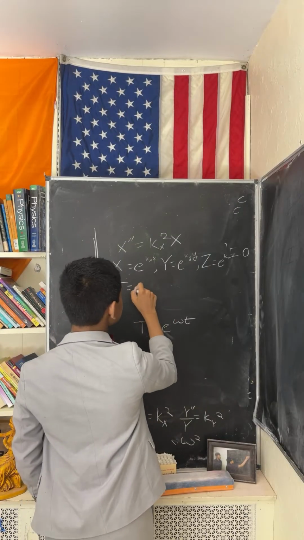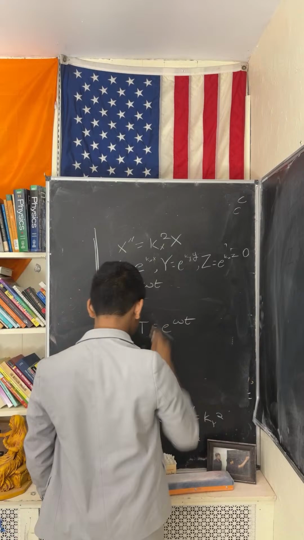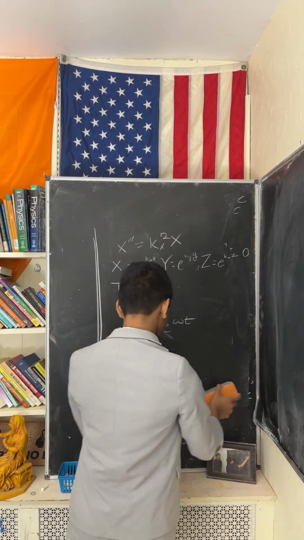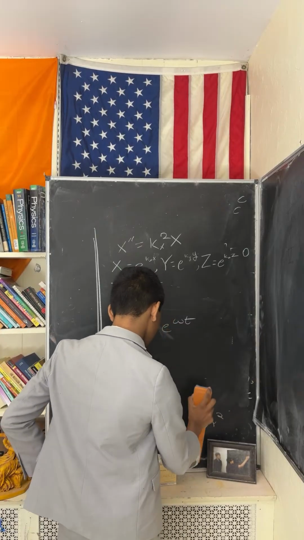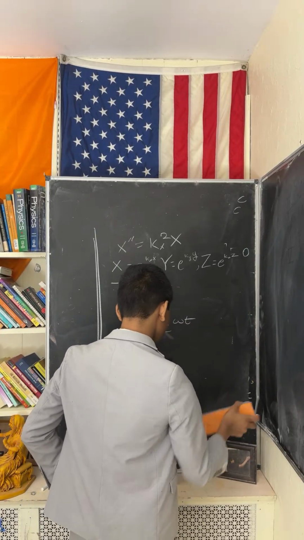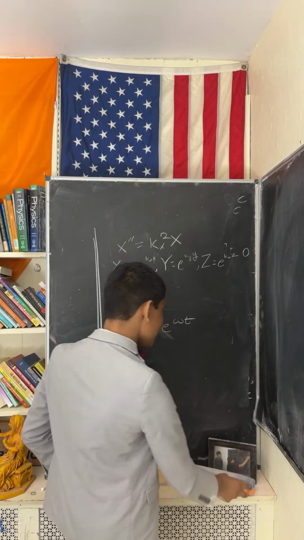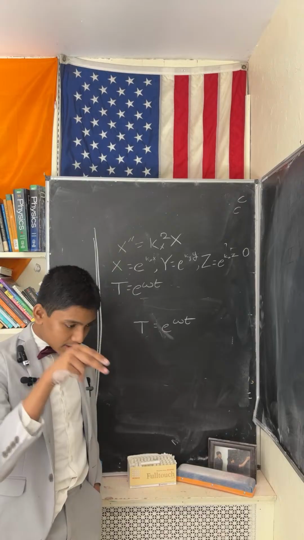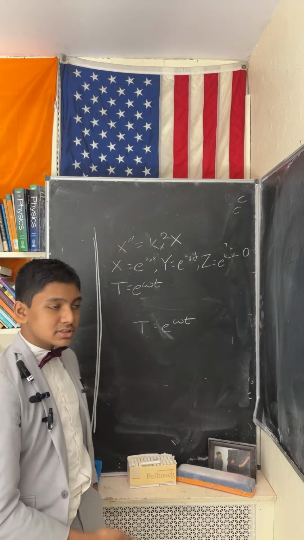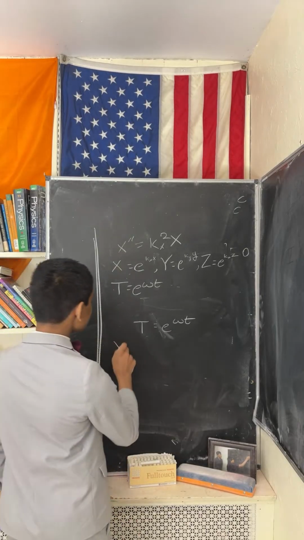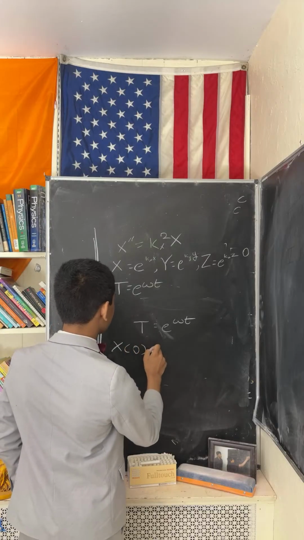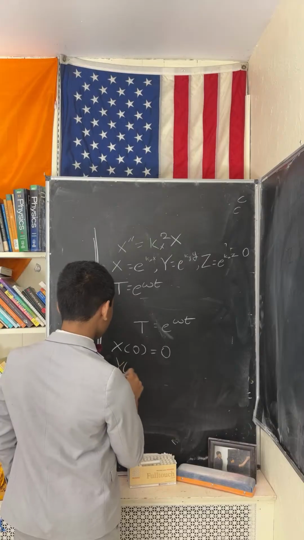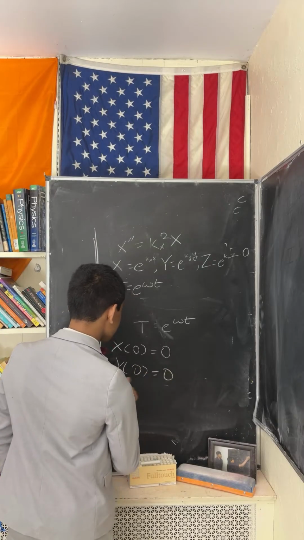Now we introduce boundary conditions. Namely, since light is always going to be inside the box, it's never going to escape the box. It's never going to reach the boundaries, which means that x of 0 has to be, well, 0. Y of 0 has to be 0. Z of 0, too.